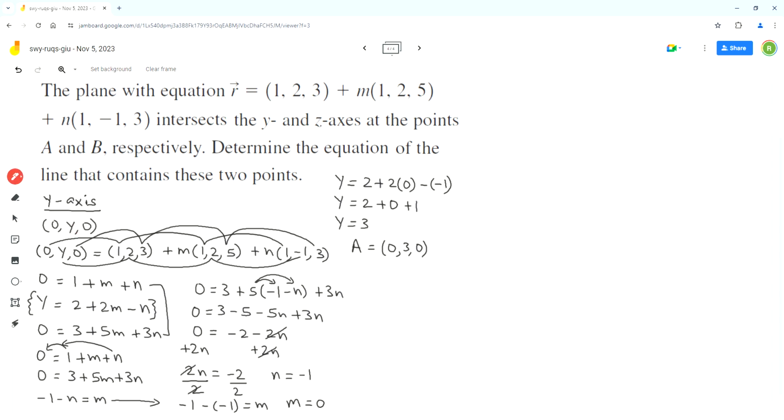Next, we have to find point B. So we have to find the point of intersection with the z-axis. A point on the z-axis will have x and y components equal to 0. Let's assume the point of intersection is (0, 0, z). This point will also lie on the plane, so we can use this point for position vector r in the vector equation of the plane.